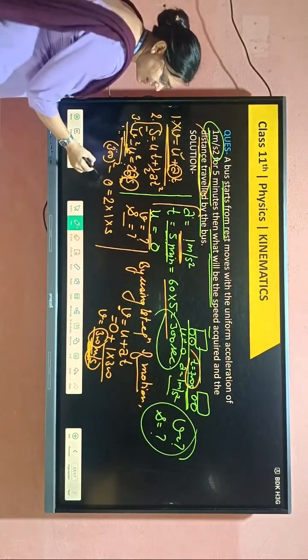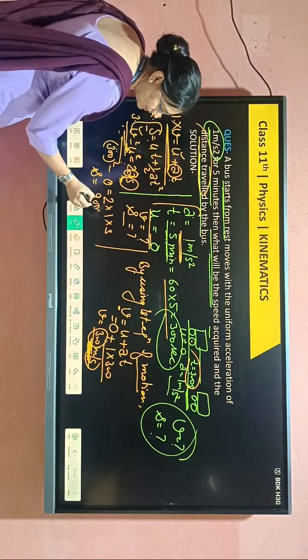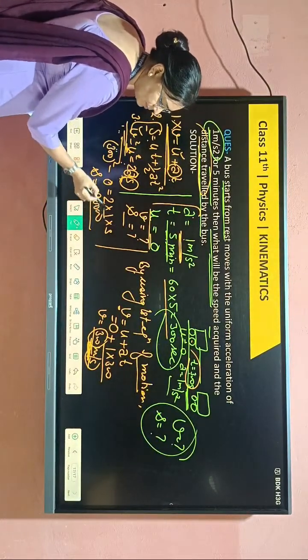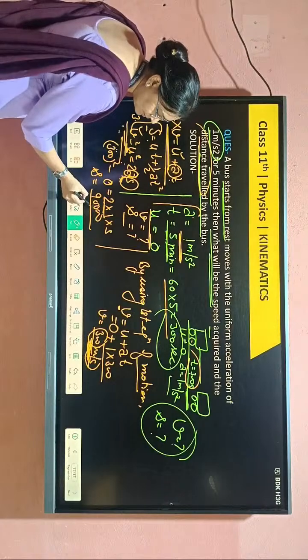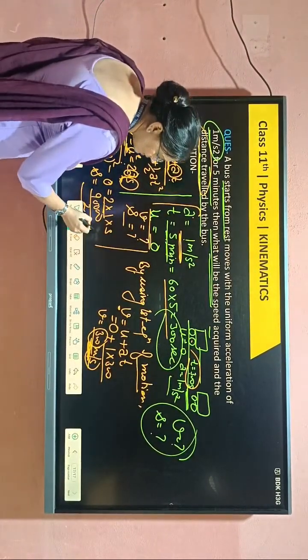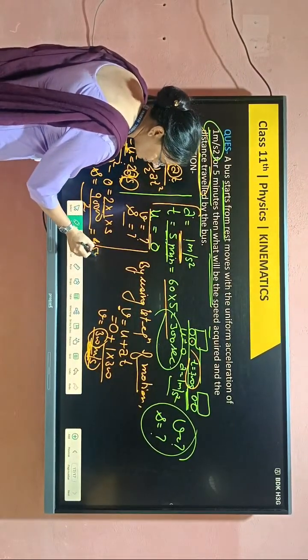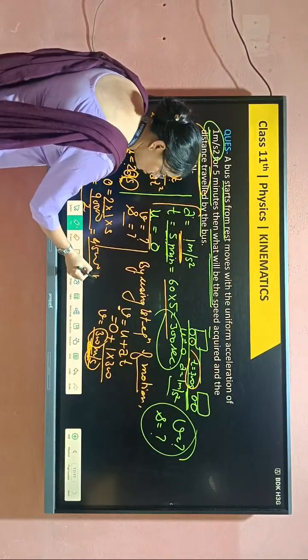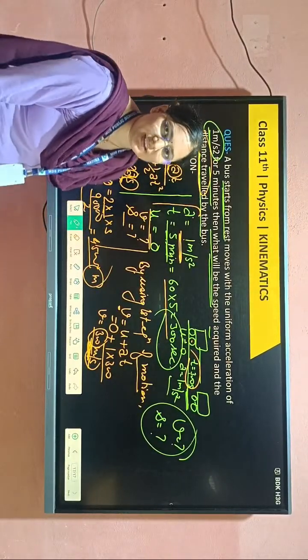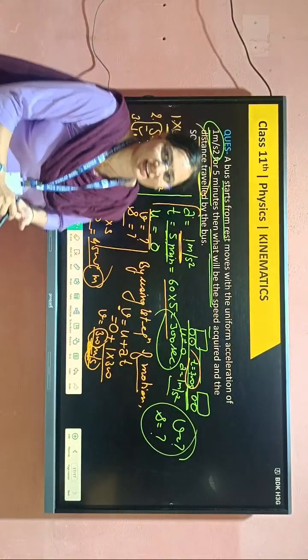S we have to find out, then we can write 90,000 divided by 2 into 1, that is 2 downside. Then solve it, then our answer will be 45,000 meter only. Write always the SI unit. Clear to everyone? Okay, we will do the next topic in our next class.